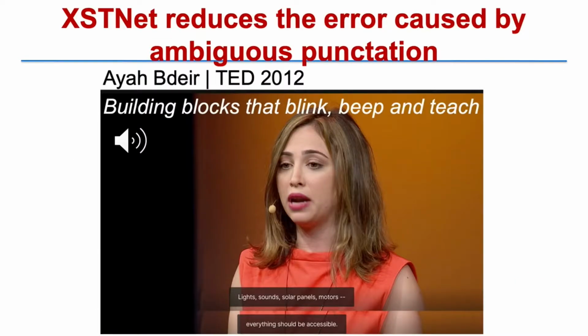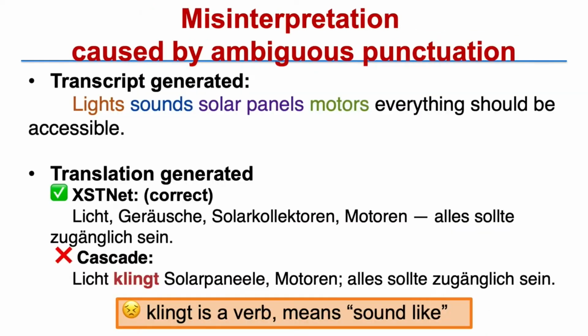This is the second case. Lights, sounds, solar panels, motors, everything should be accessible. In this case, the transcription generated from the ASR model is correct. However, since we do not know the right punctuation, the cascaded system finally gives a ridiculous translation while our model is correct.